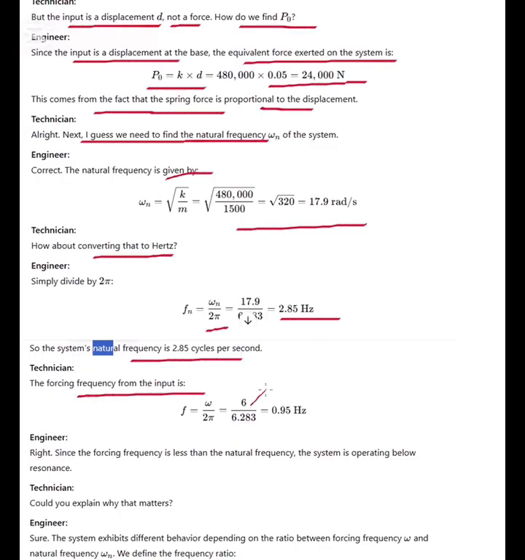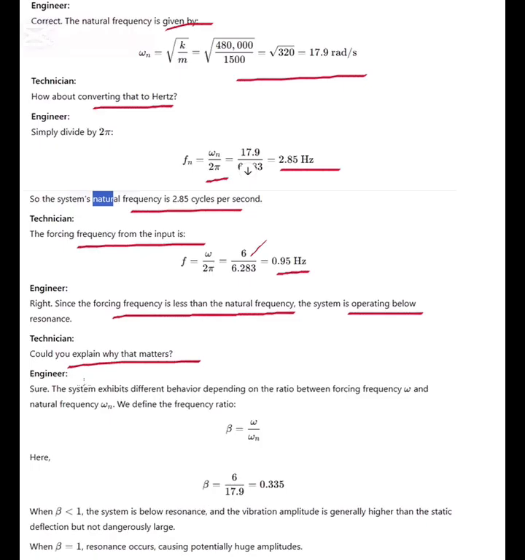Forcing frequency we know that is 6 radians per second. Converting into hertz is 0.95. So the forcing frequency is much less than the natural frequency. Since the forcing frequency is less than the natural frequency, the system is operating below the resonance. So could you explain why that matters?